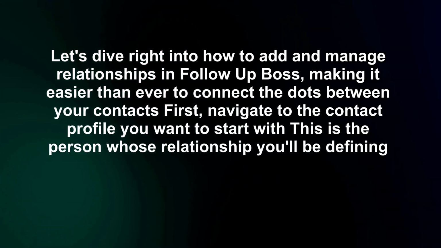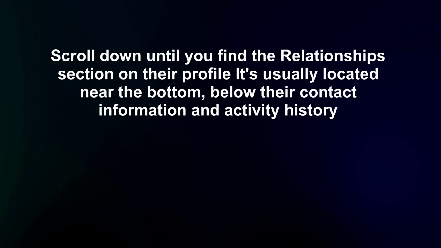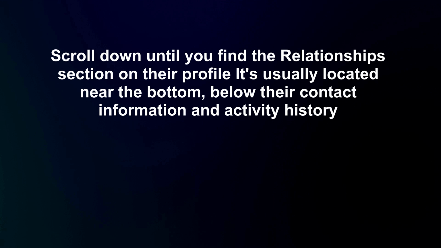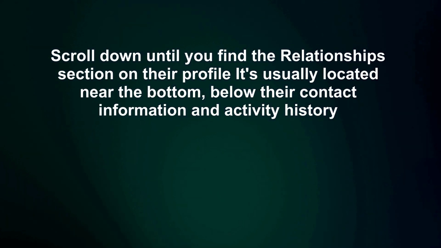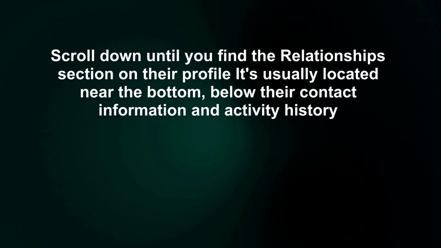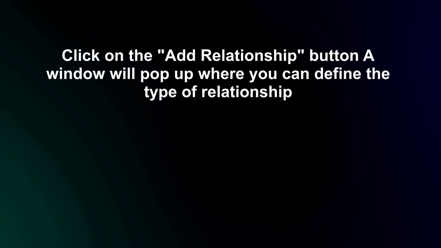This is the person whose relationship you'll be defining. Scroll down until you find the relationship section on their profile. It's usually located near the bottom, below their contact information and activity history. Click on the Add Relationship button.